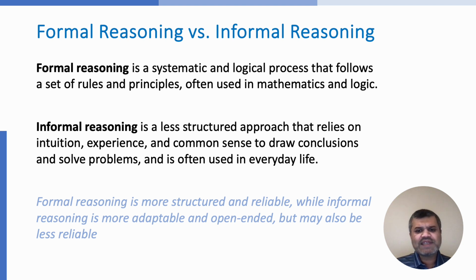So formal reasoning is more structured, very reliable, but sometimes it might not be solvable. Informal reasoning is more adaptable and open-ended, but it's less reliable. So in terms of LLMs, at least for this presentation, I'll talk about mostly informal reasoning, because we do know that formal reasoning is something that neural networks and LLMs struggle with.